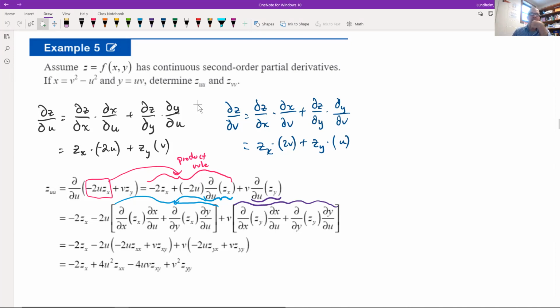Yeah, so this one's nuts. Honestly, am I going to have you take second order partial derivatives of this? Probably not. It's good for you to see it at least once.